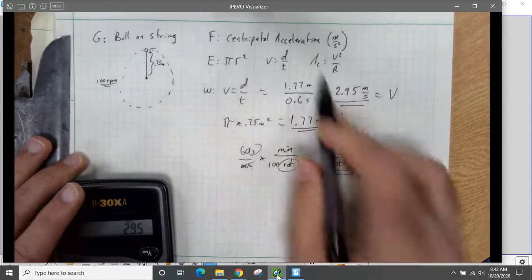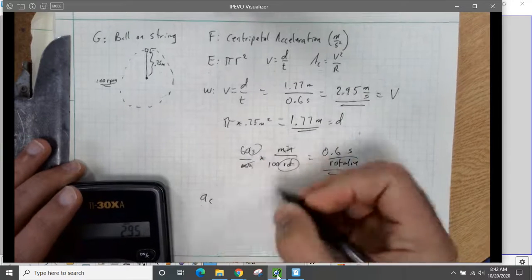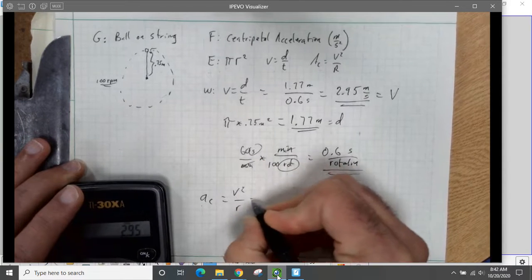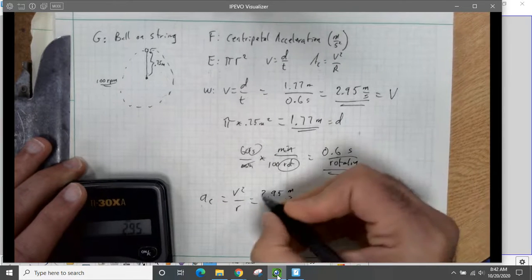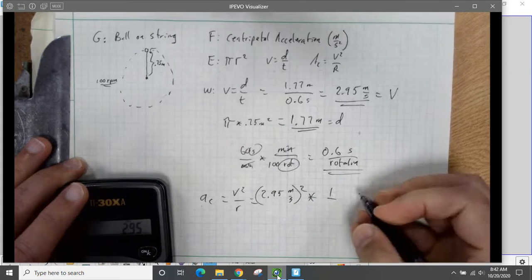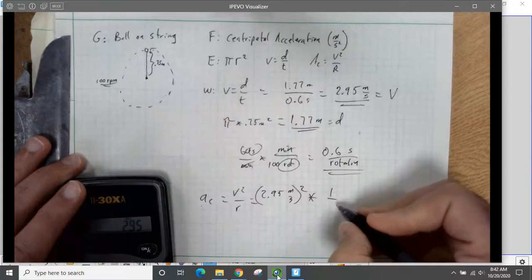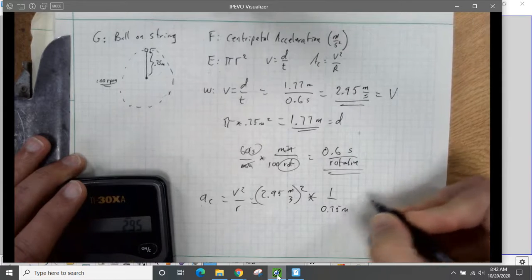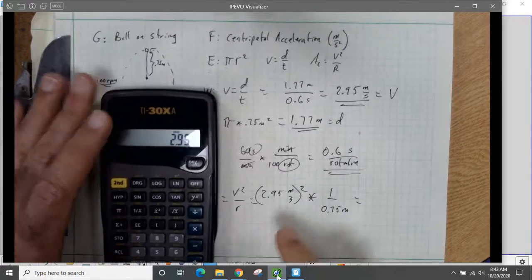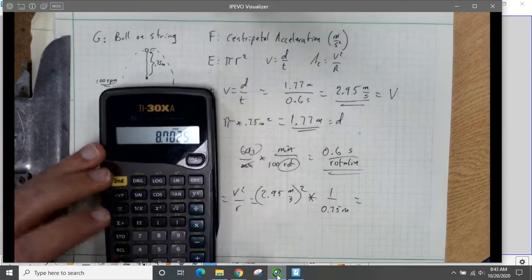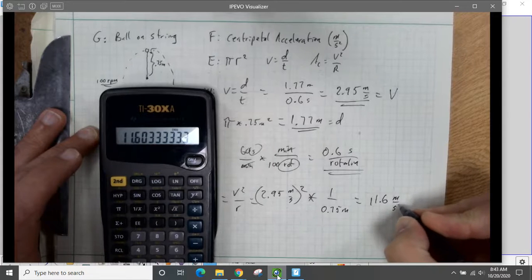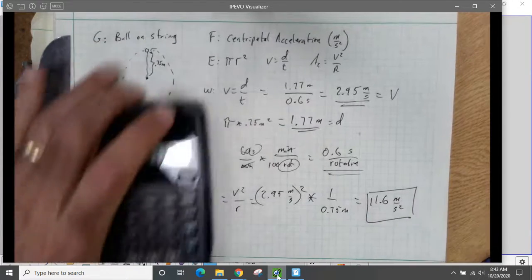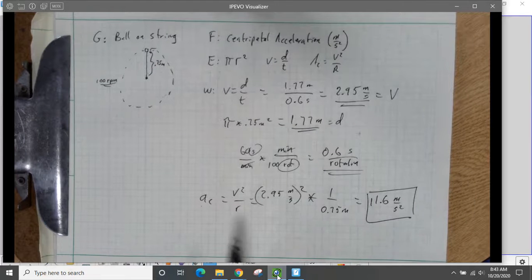Now we have everything we need to feed this equation. Centripetal acceleration is equal to v squared over r, which equals 2.95 meters per second, quantity squared, times 1 over the radius, which is 0.75 meters. So 2.95, we're going to square that, divide it by 0.75, and we get 11.6 meters per second squared. And that's our answer, 11.6 meters per second squared. It's the centripetal acceleration under these conditions.